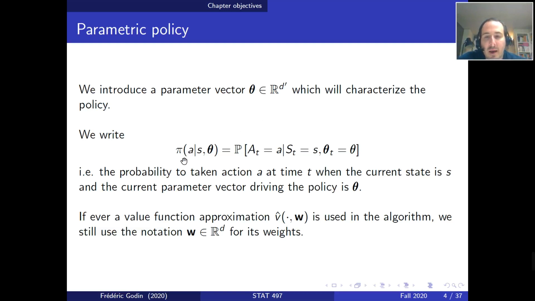So we will write the following. We will denote by pi(a | s, theta) the probability of selecting action a, given that the current state is s and the current parameters of the policy are theta. So here we see that the policy pi becomes a parametric function of theta.